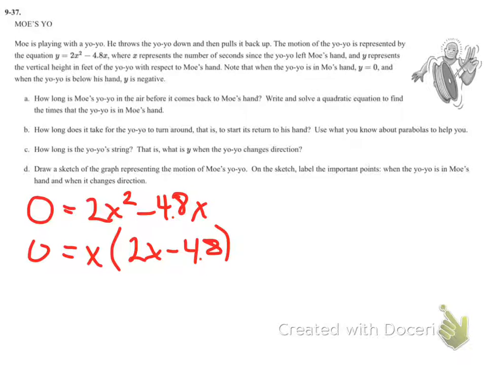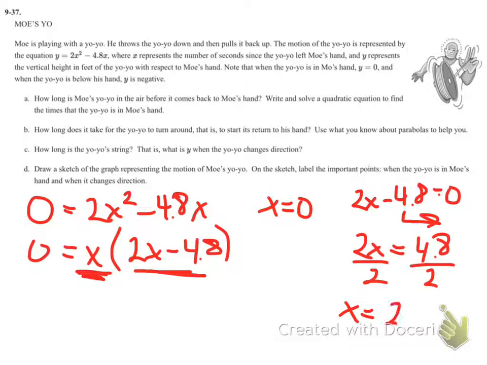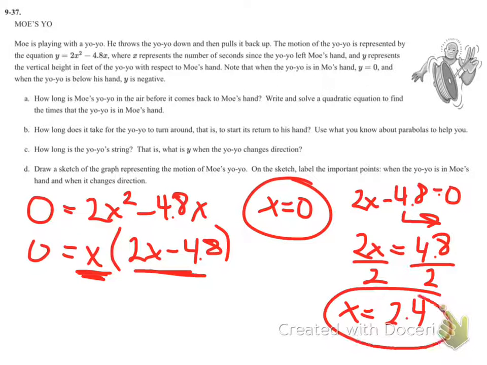I can now do the zero product property. So my two factors are x and 2x minus 4.8. So x equals 0 from this factor, and the other one is 2x minus 4.8 equals 0. Moving the 4.8 and adding that to both sides, I get 2x equals a positive 4.8. Then dividing by 2, I get x equal to 2.4. So at 0 seconds and at 2.4 seconds, the yo-yo is in his hand. So it took 2.4 seconds.